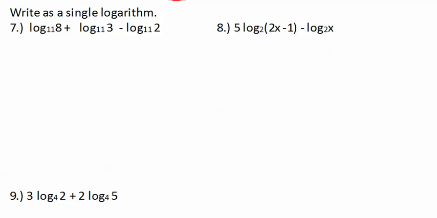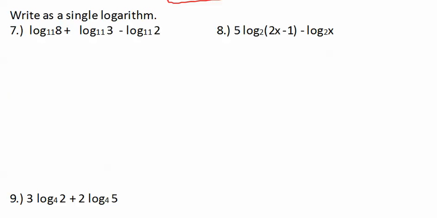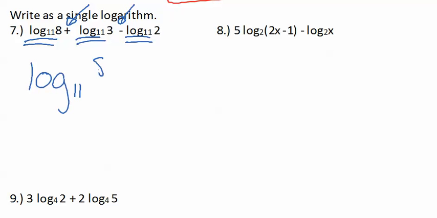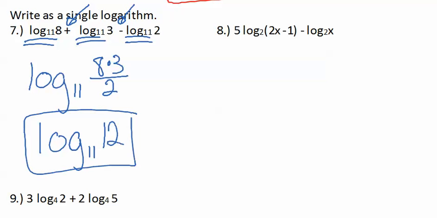In number 7, you'll notice this is going to use the product and quotient property. They all 3 have the same base, which works out well for us. There's a plus sign which indicates product, and then the minus which indicates quotient. So what we have is log base 11, and then we're going to do 8 times 3, and then divide it by 2. And then we just use order of operations and evaluate. 8 times 3 is 24, divided by 2 is 12.